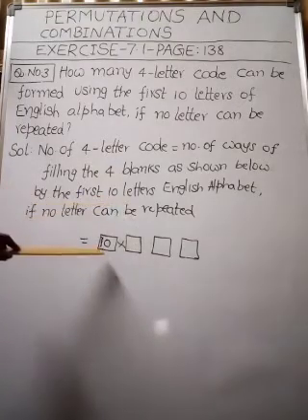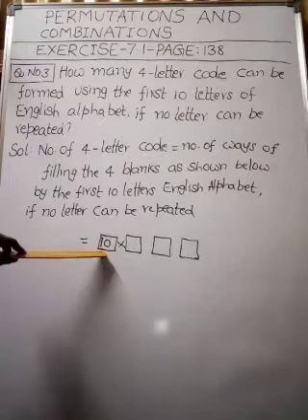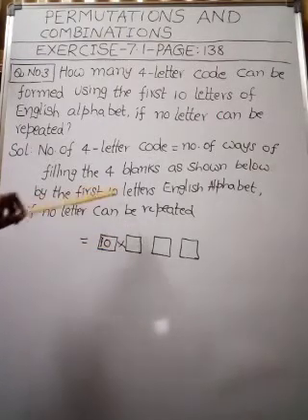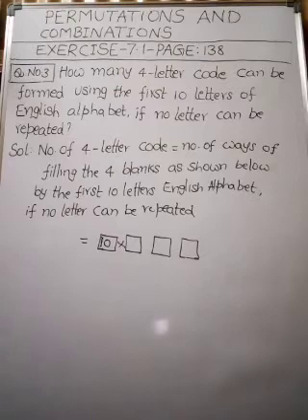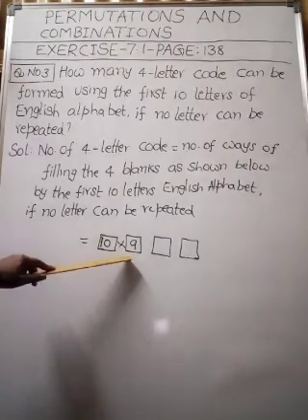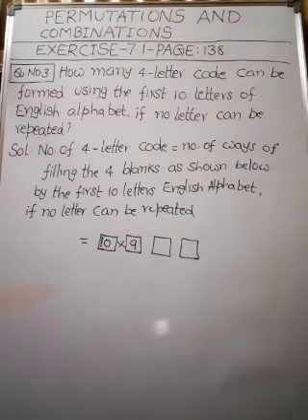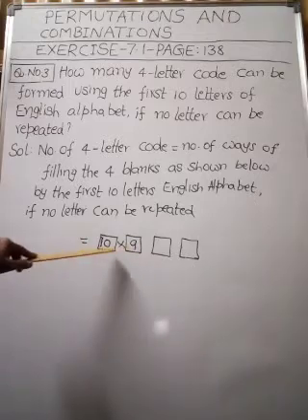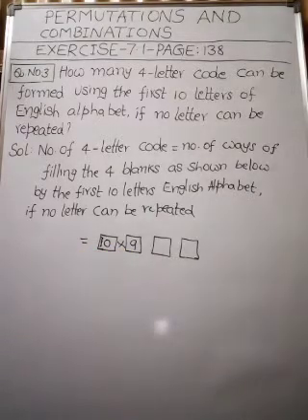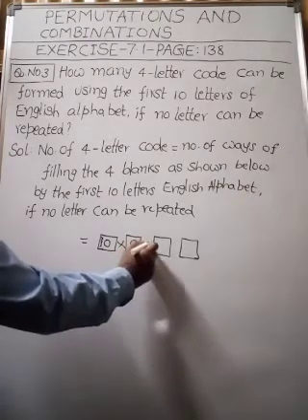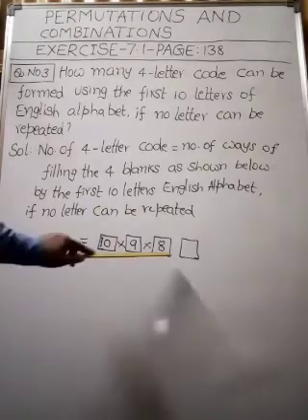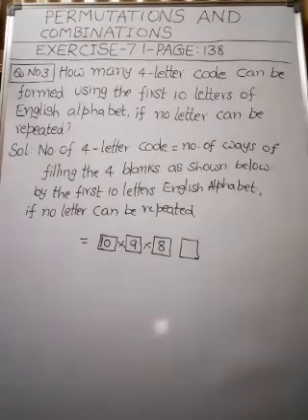After this blank is filled by one letter, how many letters will be there in our hand? Only 9 letters. So the second blank can be filled by any one of the 9 letters. Yes or no, my children? Right. After filling this second blank, how many letters will be there in our hand? 2 letters are already filled in these 2 blanks. So 8 letters are there in our hand. Yes or no, my children? Yes. So this third blank can be filled by any one of the 8 letters.